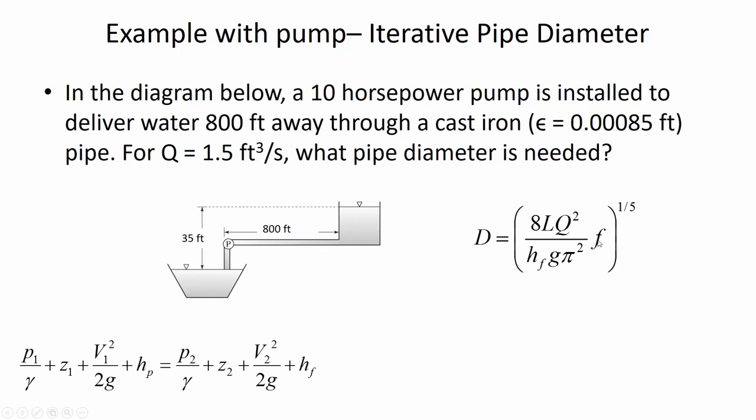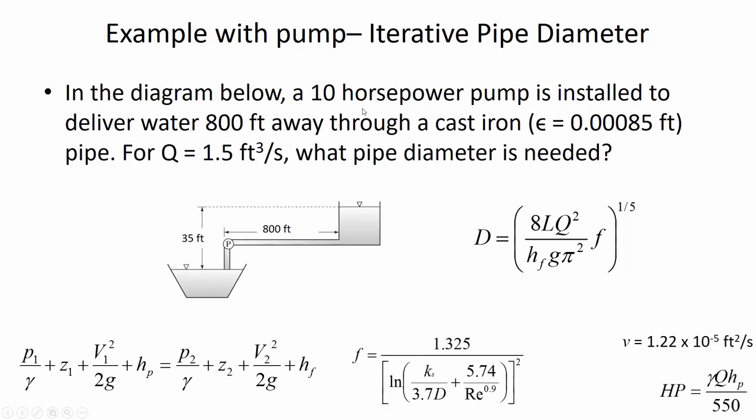And so what we're going to go through is an Excel example of how you can find out what pipe diameter needs to exist when there's a pump involved. The pump, 10 horsepower pump, by the way, if your pump is described in terms of horsepower, then you can rearrange the horsepower equation to solve for H sub P. And we'll do that in the example because it's the H sub P that you have to put into the energy equation, not horsepower.